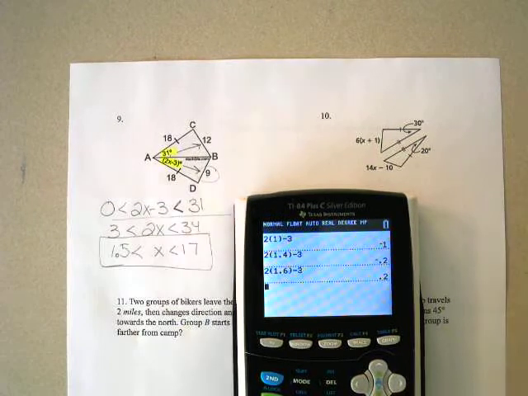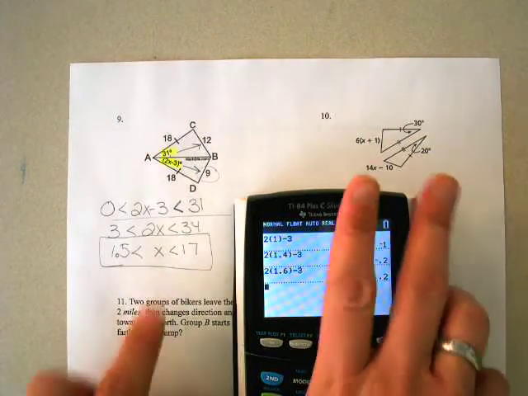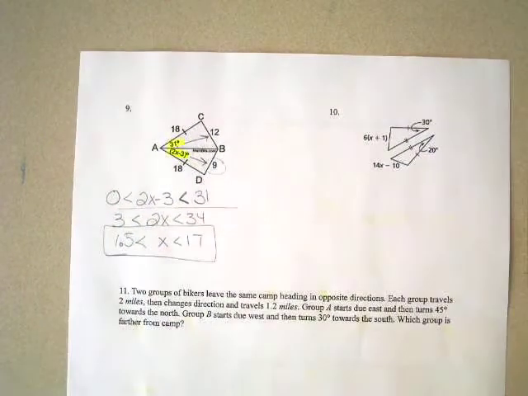Now again, I would not want to draw a 0.2 degree angle. That would be so difficult. But it works. So this is simply telling you the possible values that x could be.